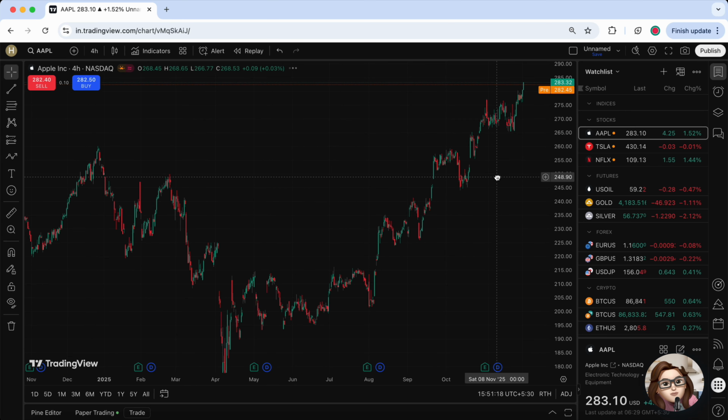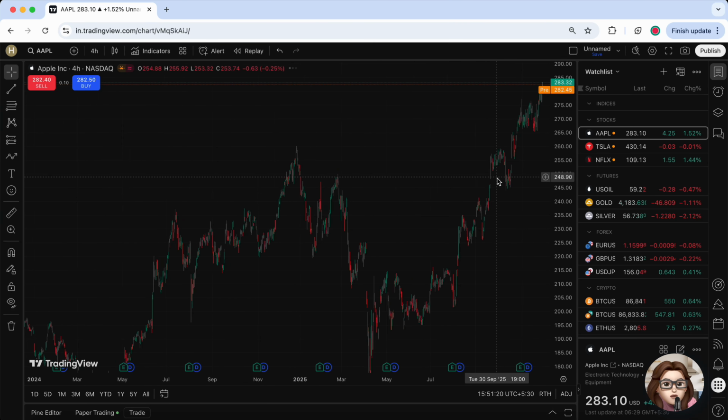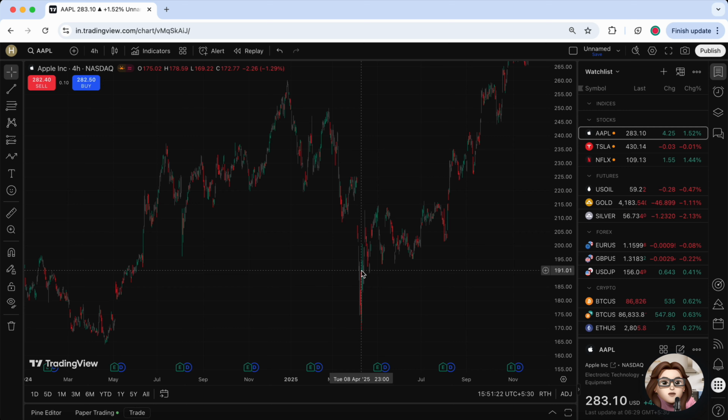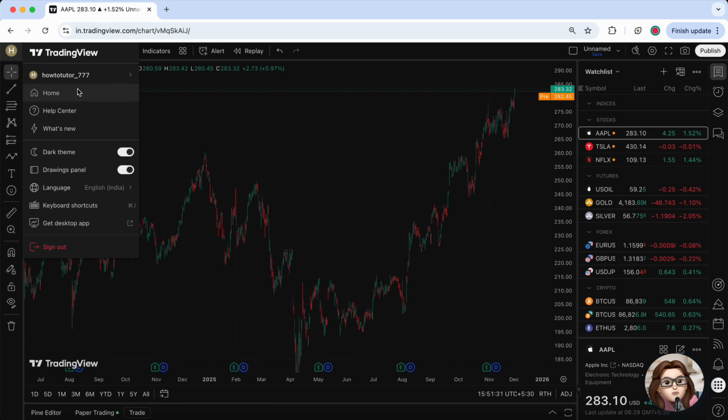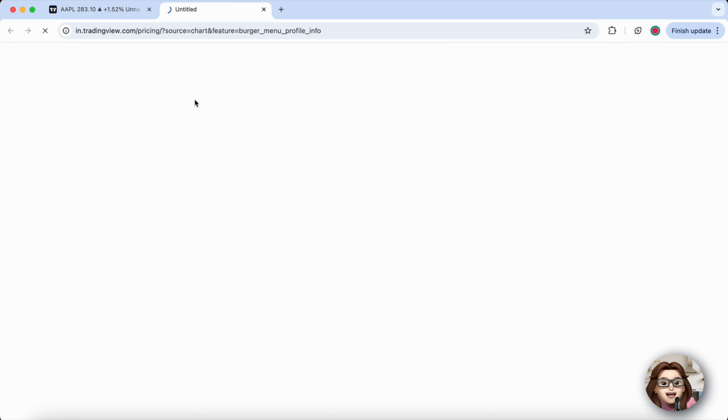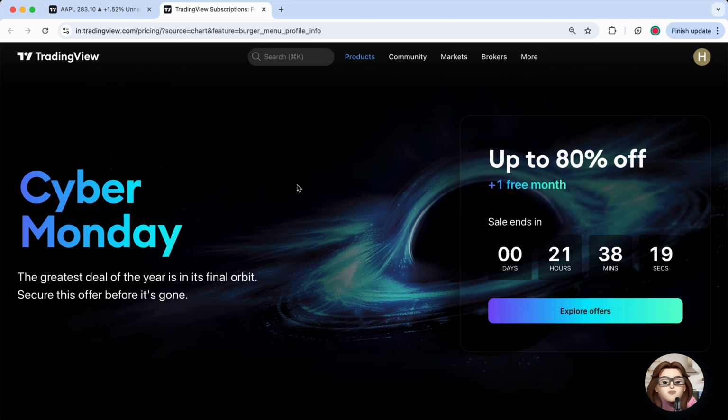So how do you get past that 30 stock cap? The only effective solution is upgrading your TradingView plan. TradingView offers multiple paid tiers, Essential, also called Pro, Plus, and Premium. All of these upgraded plans give you unlimited watch lists, and each watch list can hold up to 1,000 symbols.